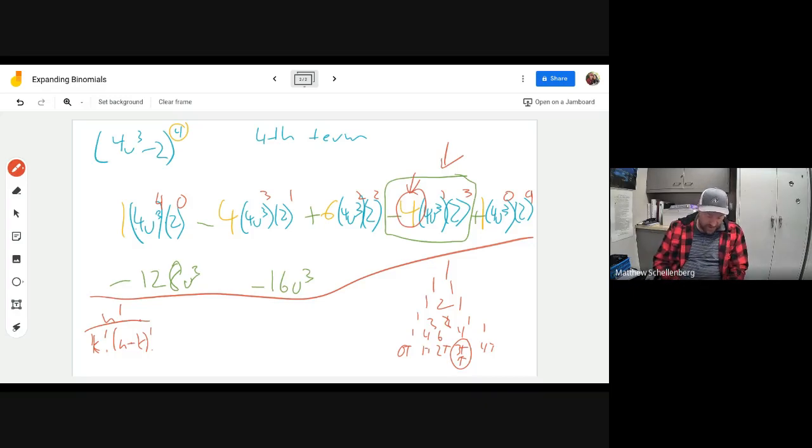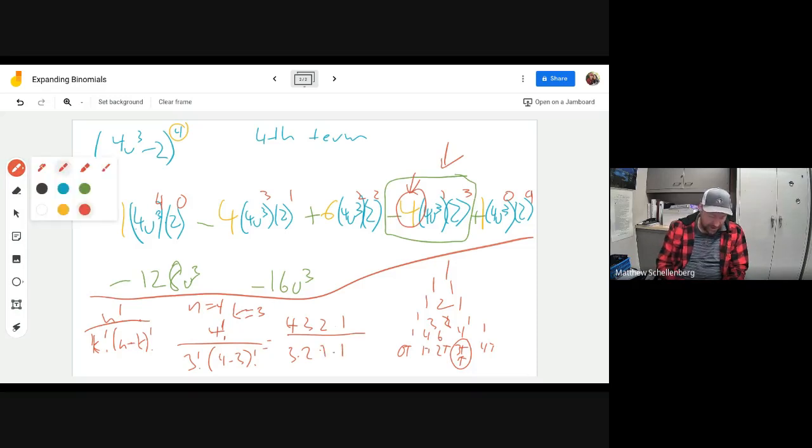And so what I'm going to use is I'm going to say n is 4 and k is 3. And what that gives me is 4 factorial over 3 factorial times 4 minus 3 factorial, which is 4 times 3 times 2 times 1 over 3 times 2 times 1, since 4 minus 3 is 1, times 1. It ends up not mattering. This cancels with this, and that's 4. And that's how you get this number.